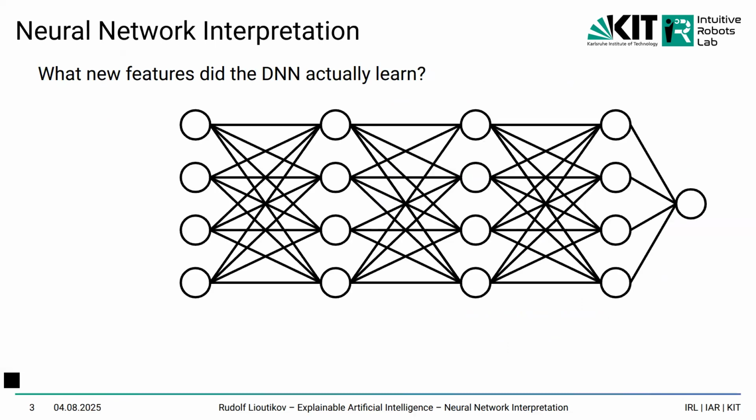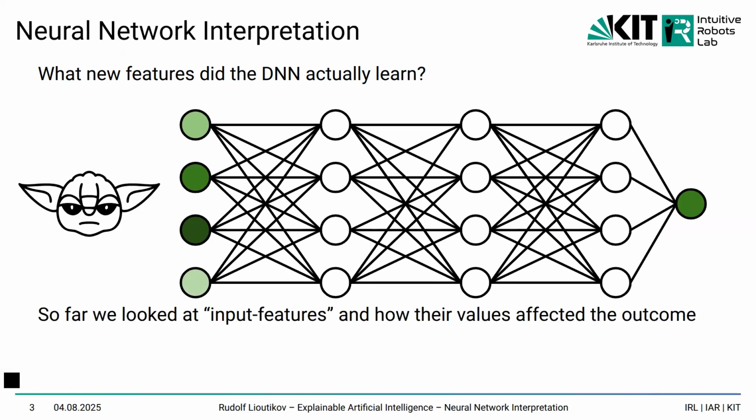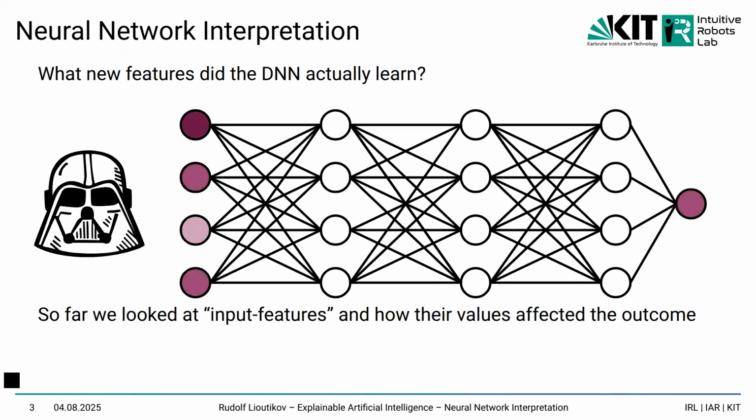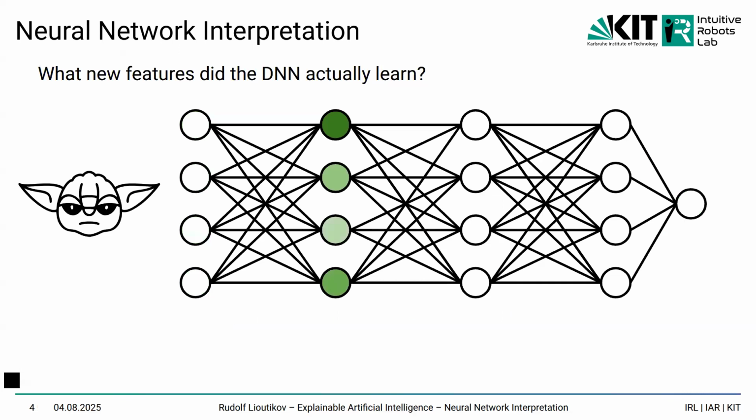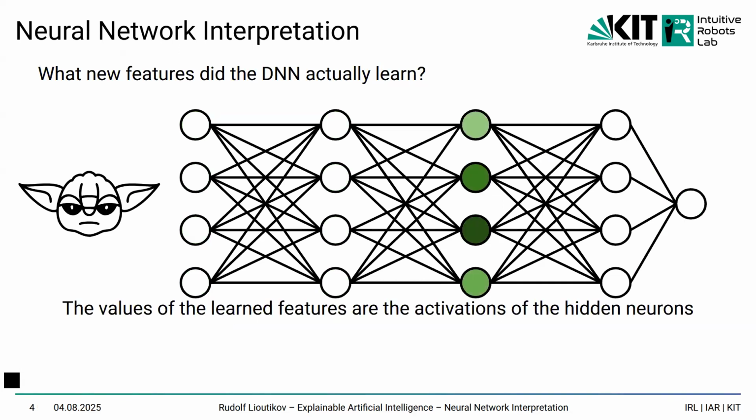Imagine we have our little network here, and then we have our input. So far we've only looked at the input features and the outcome, like height, width, these kinds of things. But now we want to abstract: what actually happens if we propagate through the network? So what happens at this stage? What are the features learned in this hidden layer?